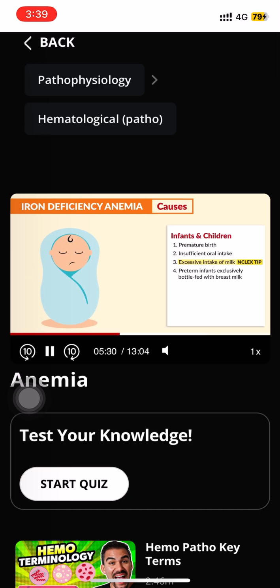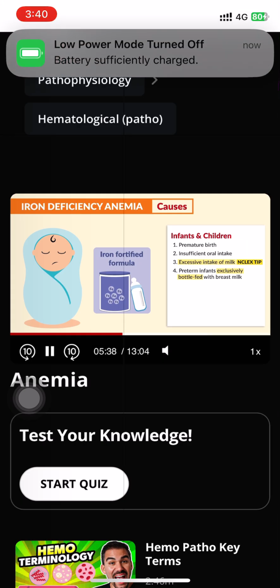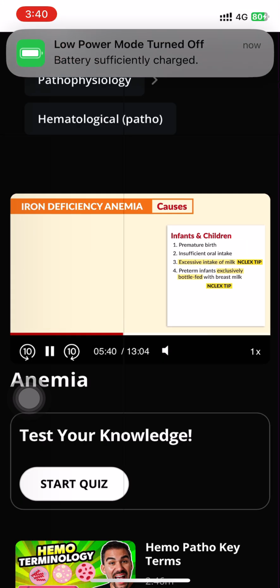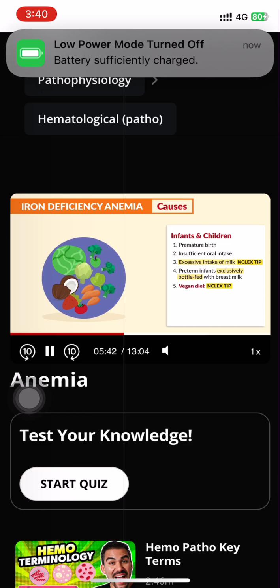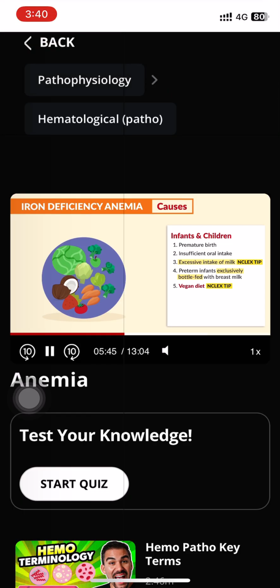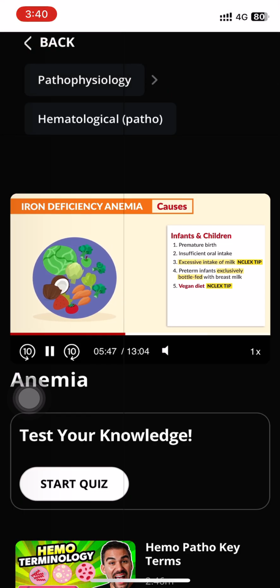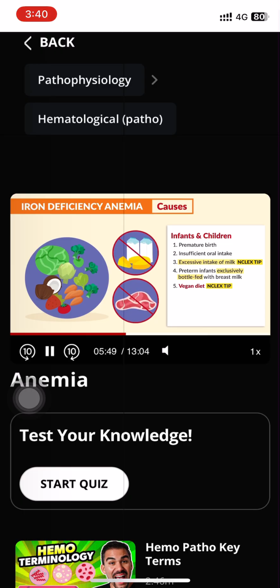Now preterm infants who are exclusively bottle fed with breast milk, as it contains low iron, are typically recommended to take iron fortified formulas. Now a huge NCLEX tip here is the vegan diet, so be sure to write these key points down. Vegan diets exclude all animal products like dairy and meat.